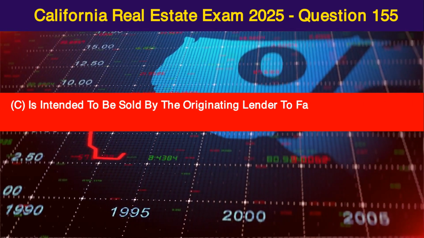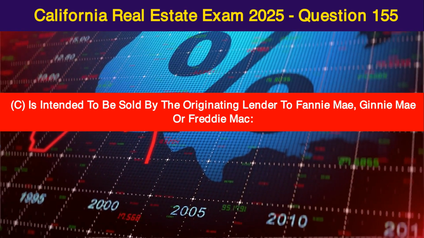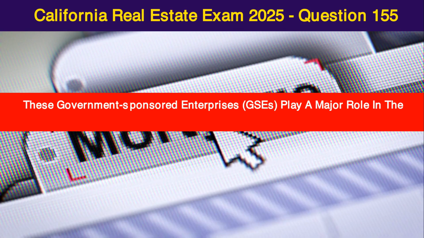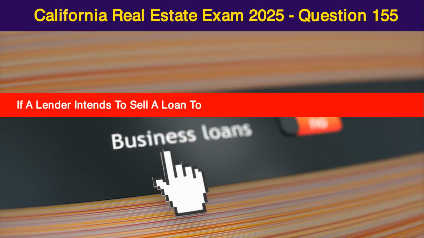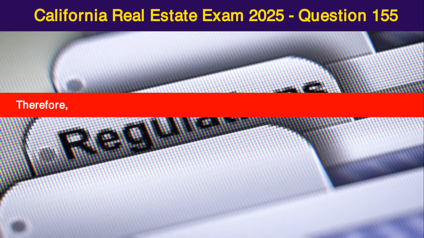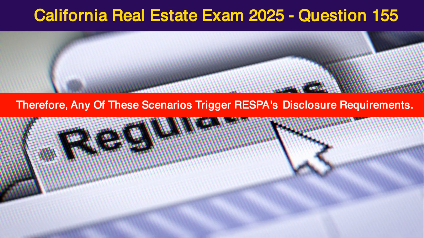C. Is intended to be sold by the originating lender to Fannie Mae, Ginnie Mae or Freddie Mac. These government-sponsored enterprises, GSEs, play a major role in the secondary mortgage market. If a lender intends to sell a loan to them, it's considered federally related. Therefore, any of these scenarios trigger RESPA's disclosure requirements.